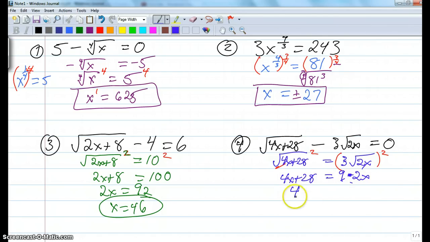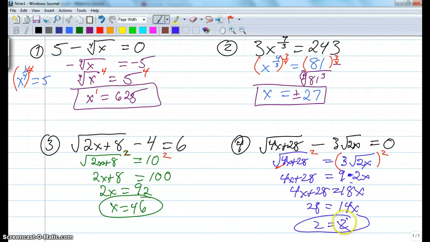So 4x plus 28 is 18x. You get 14x equals 28. X is 2. Oops, that should be an x, shouldn't it? X is 2. Quick check.